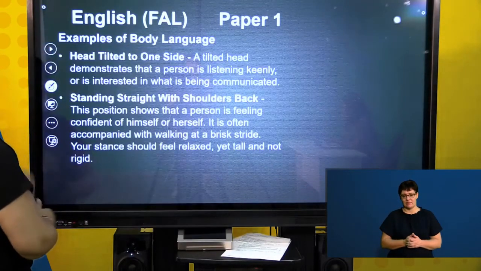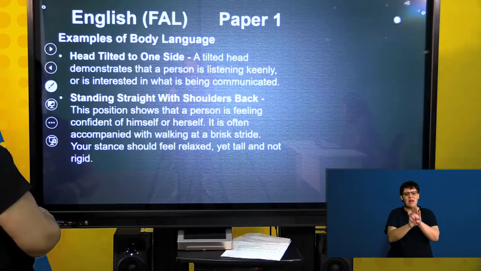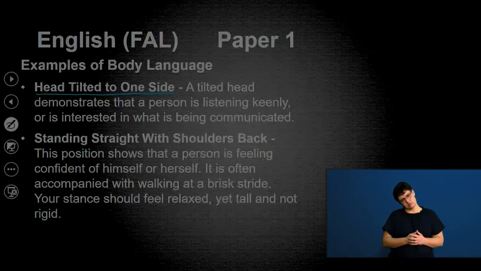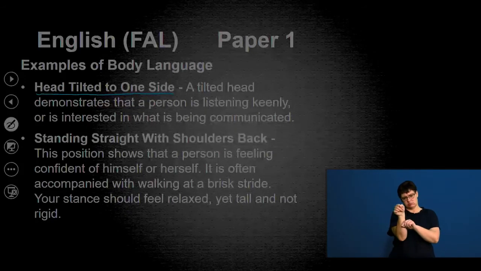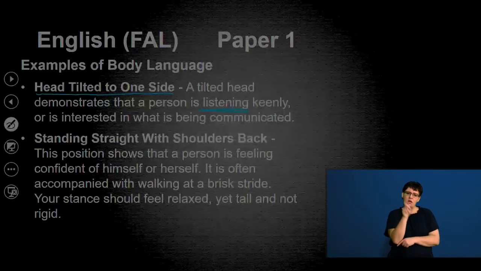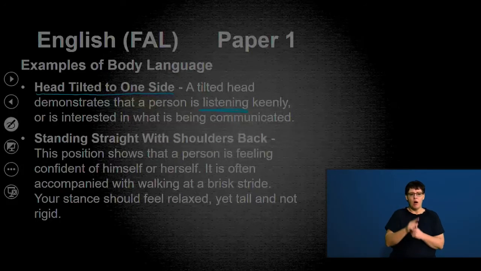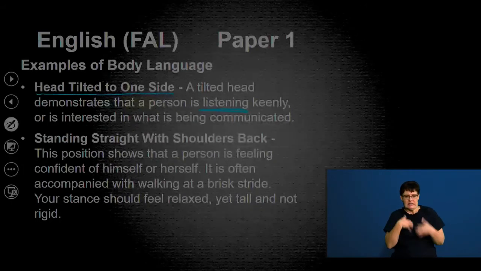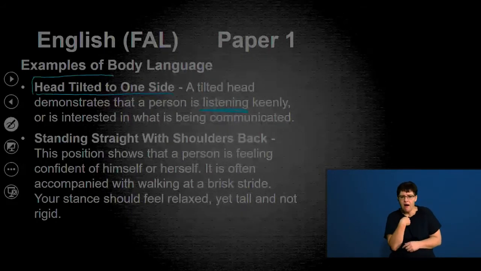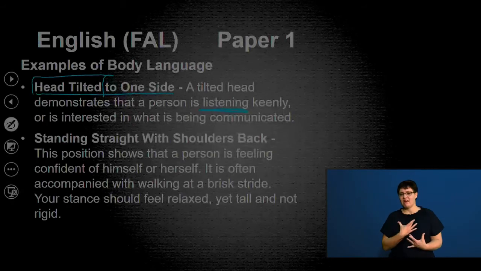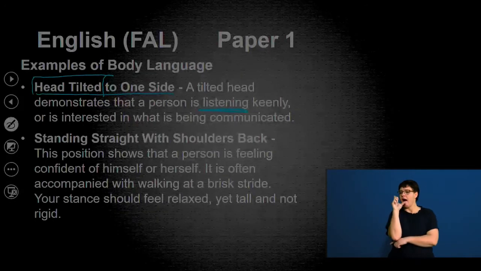So, there are other examples that we need to look at when we're dealing with body language. The head tilted to one side. The head tilted to one side demonstrates that the person is listening, okay, keenly, or is interested in what is being communicated. So the head tilted to one side is actually a very important indication that the person is very, very interested in what the person is saying.